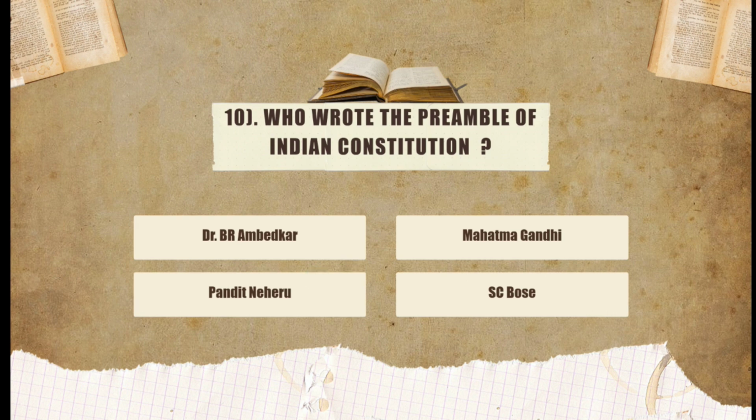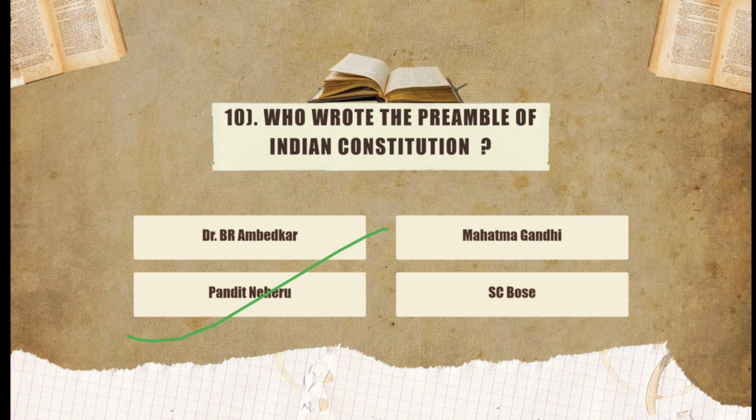Question number 10 asks: who wrote the preamble of the Indian Constitution? The options are: A, Dr. B.R. Ambedkar; B, Pandit Nehru; C, Mahatma Gandhi; and D, Subhash Chandra Bose. Among the following Indians, who wrote the preamble of the Indian Constitution? The correct answer for question number 10 is that Pandit Nehru wrote the preamble of the Indian Constitution.